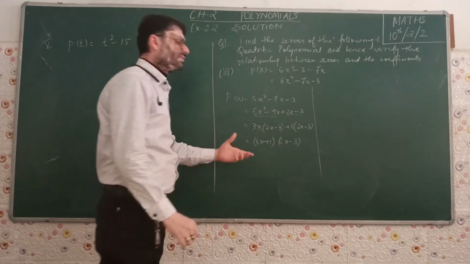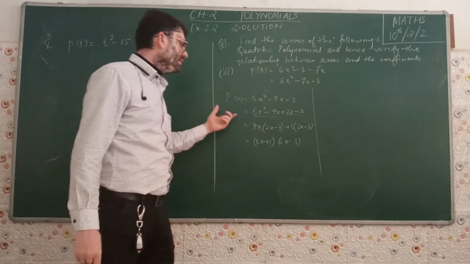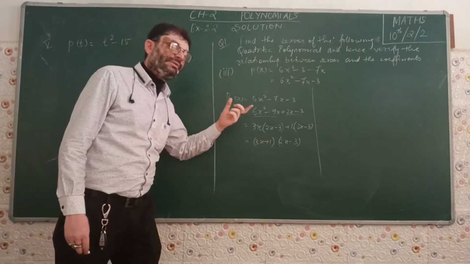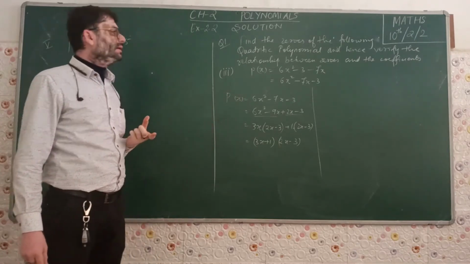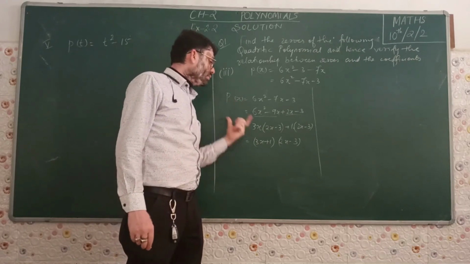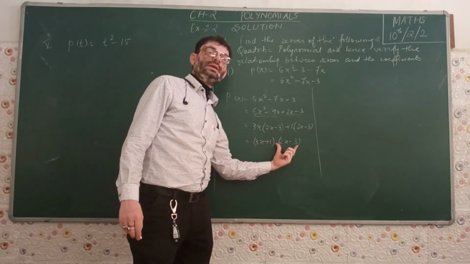These are the 2 factors of the polynomial p of x. But we need values of x which will make the polynomial 0, so that we can say that those values are the zeros of the polynomial. That means in order to make the polynomial 0, either of these two should be 0.